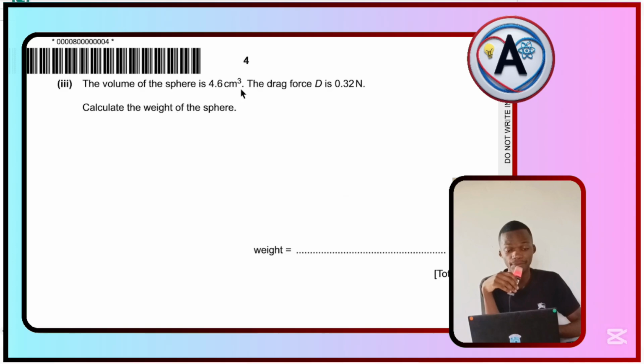The volume of the sphere is 4.6 cubic centimeters. The drag force is that. Calculate the weight of the sphere.